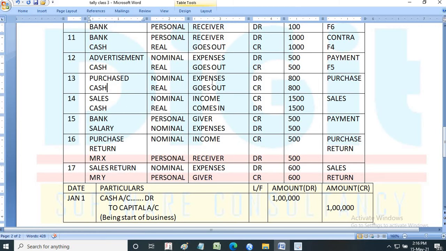So purchase account, expenses, debit 800, cash is real, it goes out. You are buying goods means you have to pay the money, it will go out from your business, so it will be credit 800. Purchase voucher you'll have to use, and you press F9 for bringing that purchase voucher on screen.